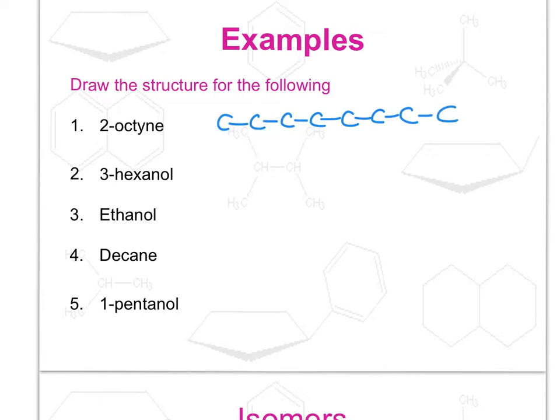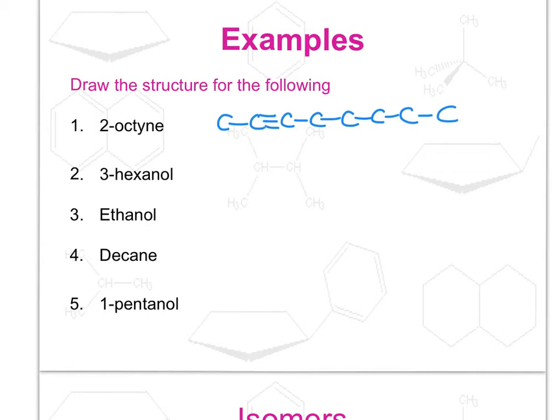How did I know that? Because remember, the name has the lowest number possible. If it was here, then I would say it's on carbon number 1, because between 1 and 2, that's the lowest number. If it's between carbon number 2 and 3, then I'd name it 2, because that's the lower number. So that tells me that the triple bond is right there.